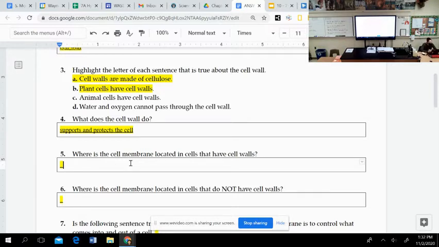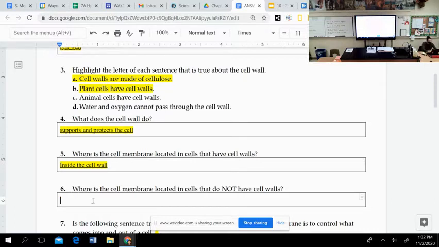Okay, question 5. Where is the cell membrane located in cells that have cell walls? Inside of the cell wall. Okay, it's inside the cell wall. So like right on the other edge of the cell wall. Logan? Doesn't the cell membrane work with the cell wall and they do the same thing? Yep, they do. They both kind of do a similar thing, monitoring what goes in and out of the cell. For a plant cell, it's that extra layer, and then for other cells, it's that first barrier.